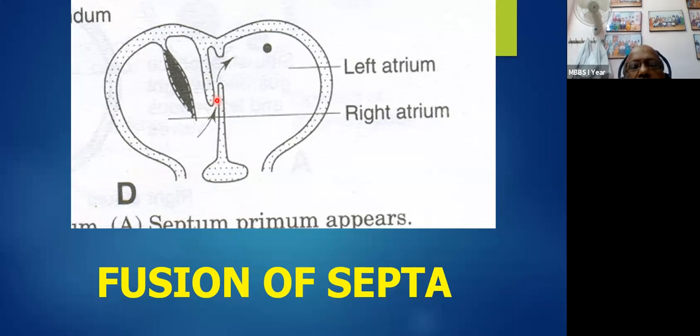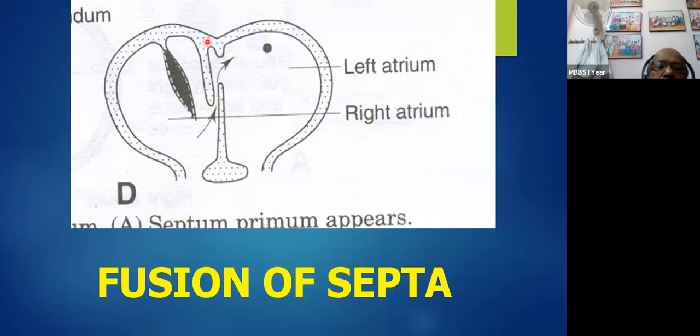Now the fusion of septum secundum with septum primum takes place immediately after delivery only. Immediately after delivery, after the first cry, respiration is established. So blood from right atrium has to go to right ventricle, not to the left atrium. At that time, your septum secundum fuses completely with your septum primum. That takes place after delivery only. So the complete development of the interatrial septum takes place after delivery only.